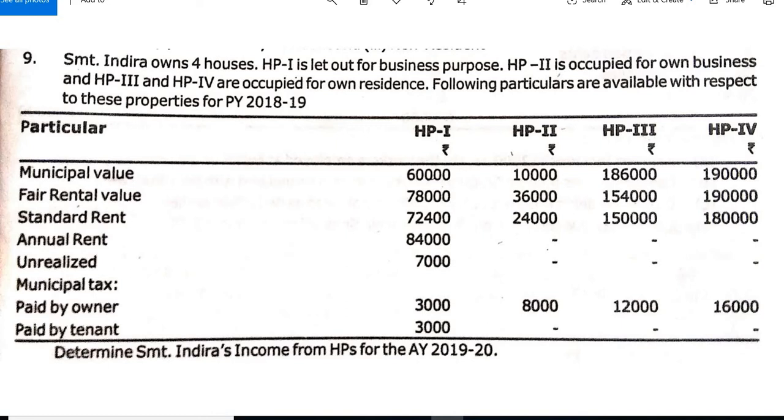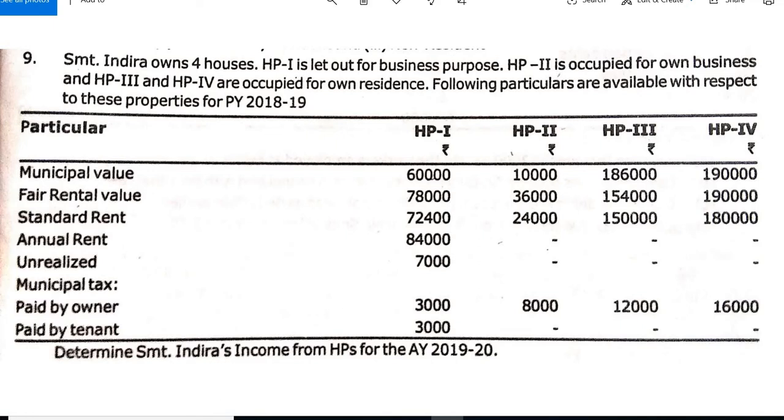Then house property 2 is occupied for own business, so we need to exclude this. House property 2 is occupied for own business purpose. That means it comes under income from business. It will never come under income from house property. So while calculating, completely ignore house property 2.